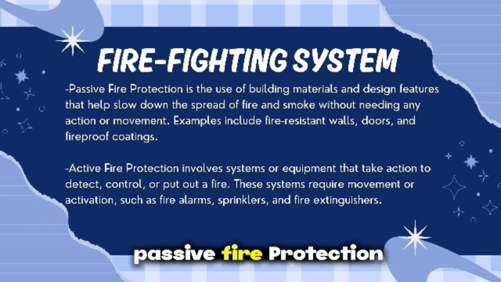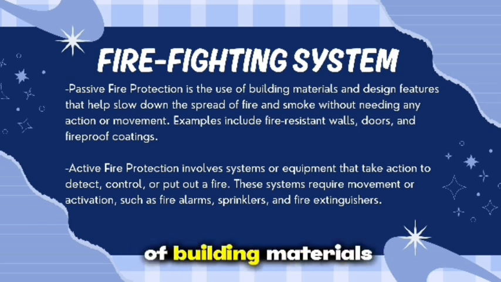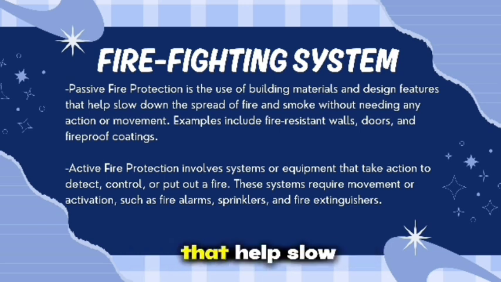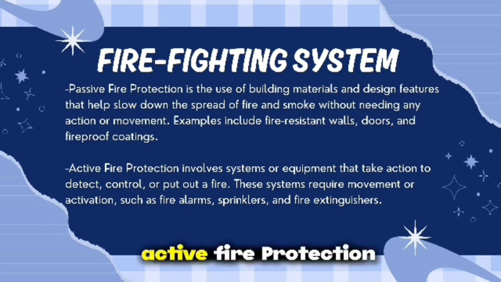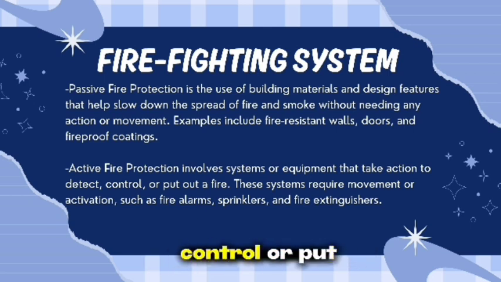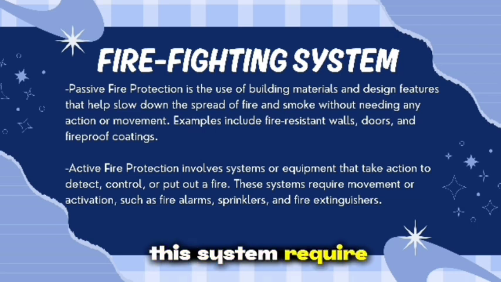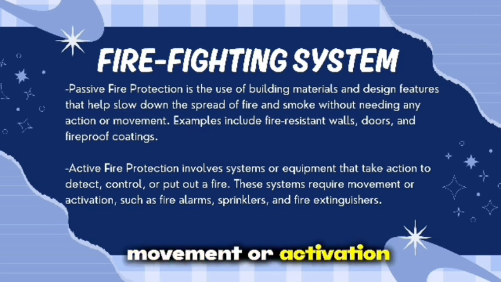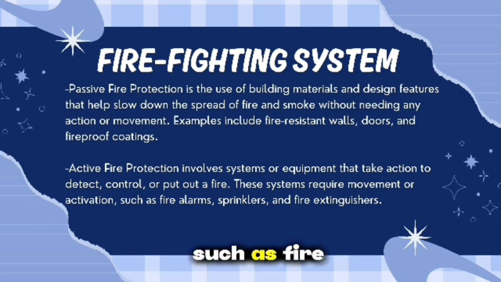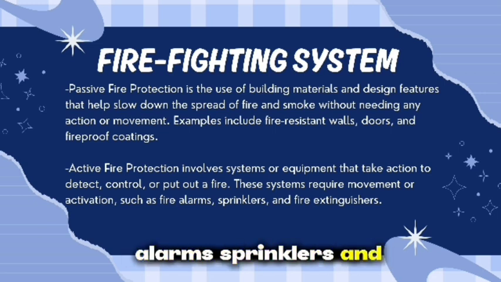Passive fire protection is the use of building materials and design features that help slow down the spread of fire and smoke without needing any action or movement. Active fire protection involves systems of equipment that take action to detect, control, or put out a fire. These systems require movement or activation, such as fire alarms, sprinklers, and fire extinguishers.